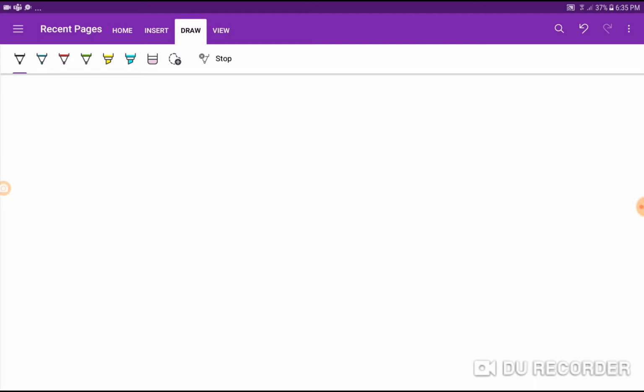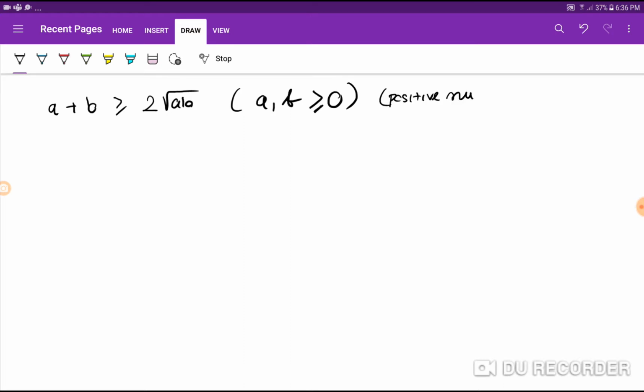Okay, so let me introduce you to something. Let's remember what we had in the previous video. We only showed that a plus b is greater than or equal to 2 square root of ab, and I'm going to write in parentheses: ab greater than or equal to 0, positive numbers. Now I'm going to replace a and b with something very insane, and we'll see what we arrive at.